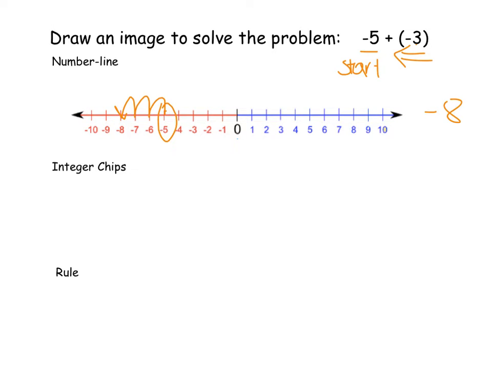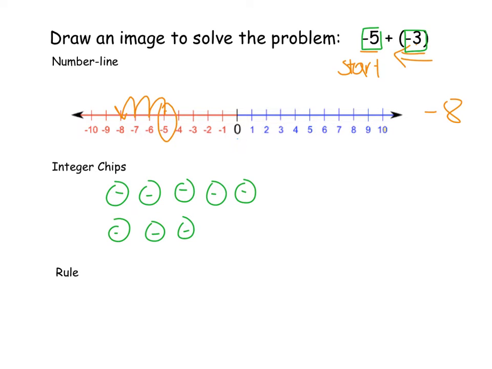We can check to see if we did that right using integer chips. When I think about integer chips, my first number is -5, so I need 5 negatives. 1, 2, 3, 4, 5. My second number is -3, so I need to add 3 more negative chips. And remember, only if we have 1 positive and 1 negative would they cancel. I have only negatives, so I just count them up. 1, 2, 3, 4, 5, 6, 7, 8. I have 8 negatives, or -8.